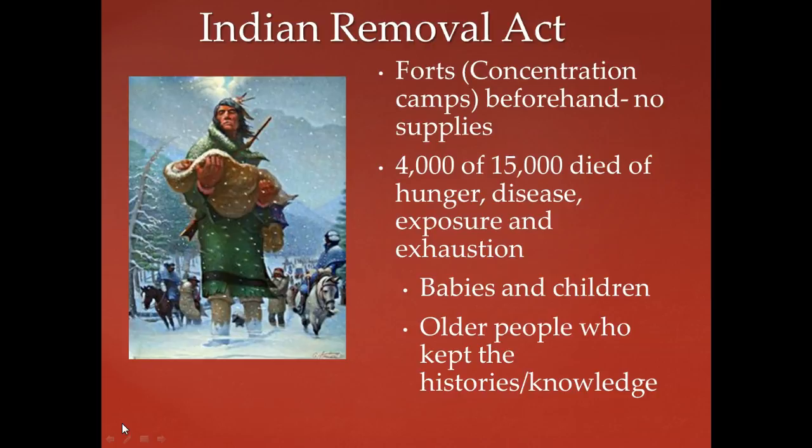It ended up that 4,000 of the 15,000 Cherokee died of hunger, disease, exposure, and exhaustion. Most of these, as you can imagine, were babies and children, and also the older people who were weaker and not able to survive the horrible, horrible march.